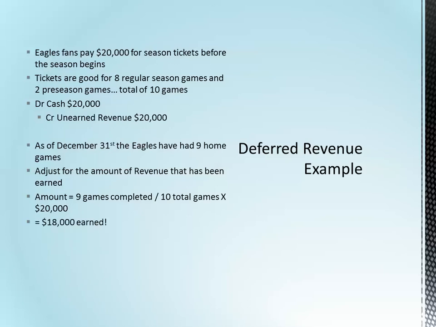18,000. So how do you make the adjustment? Well, you debit your unearned revenue, reduce the liability, and credit your revenue. You'll earn the other $2,000 the next period, but you haven't earned it yet, so you can't record it as of December 31st.